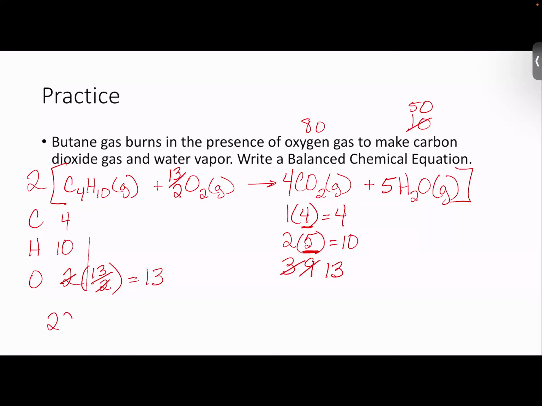So we have 2 butanes, plus 13 oxygens, which goes to produce 8 carbon dioxides, plus 10 waters.